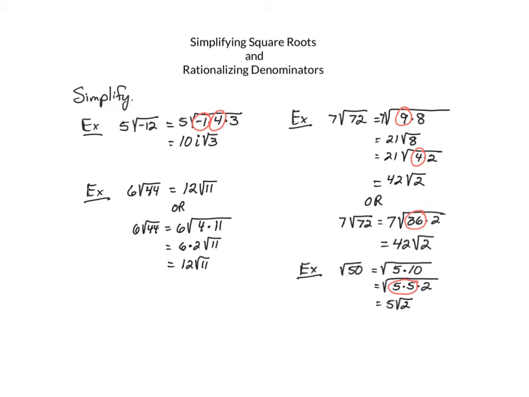Just to be clear, it was unnecessary to prime factor if you notice that the square root of 50 is 25 times 2. You could have just gotten to the 5 square root of 2 that way as well.